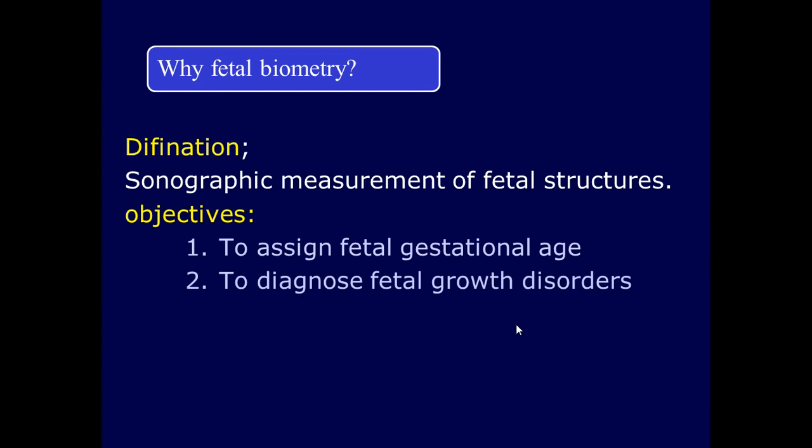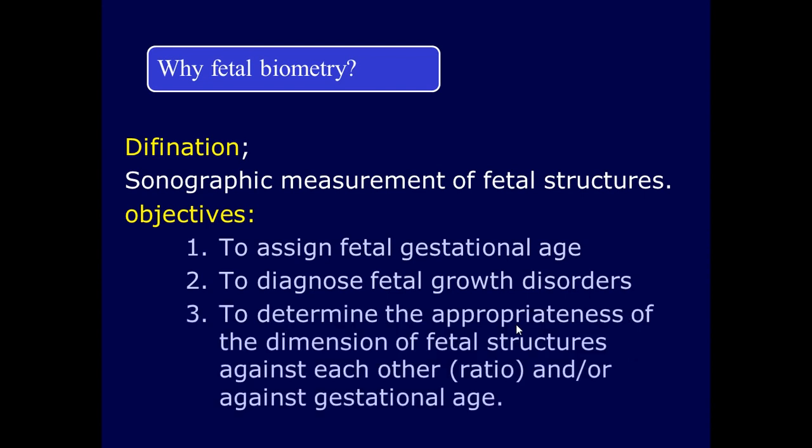Number two, to diagnose fetal growth disorders by assessing if measured fetal parts are an appropriate size for gestational age or by estimating fetal weight. For example, a fetal weight of 2000 grams is normal for a fetus of 33 weeks, but will indicate growth restriction for a fetus of 36 weeks.